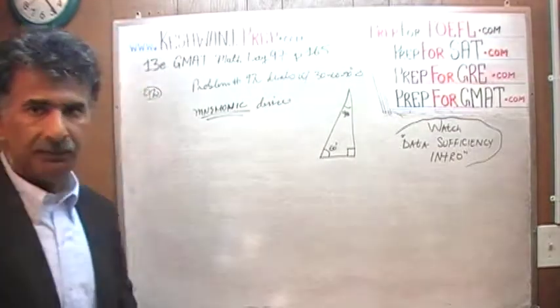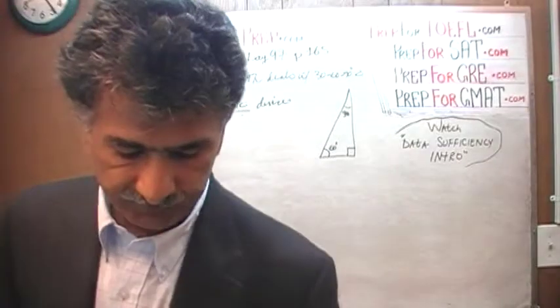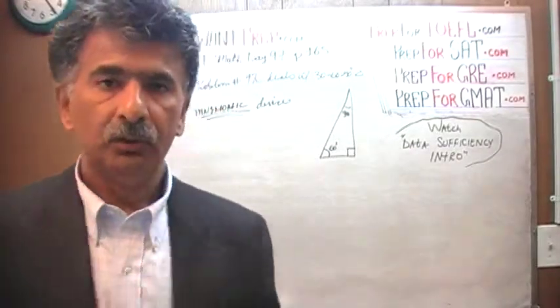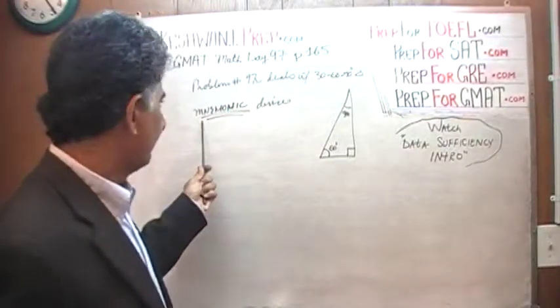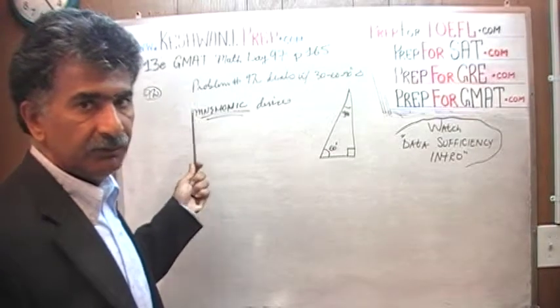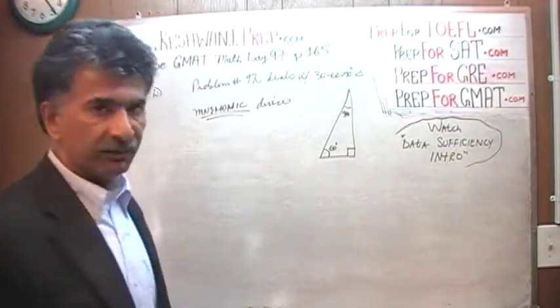What does mnemonic mean? Mnemonic means a memory device, a memory trick, something that you make up to help you remember something. Mnemonic has an M in the beginning, which is silent, so don't forget that. Mnemonic device. Here's what we do.